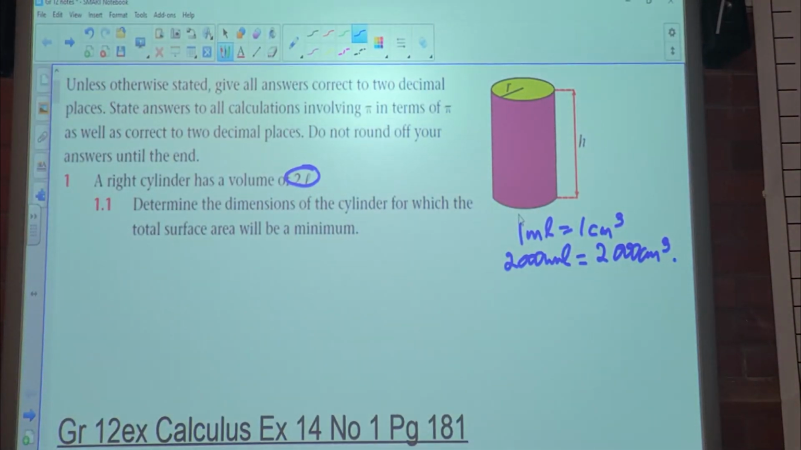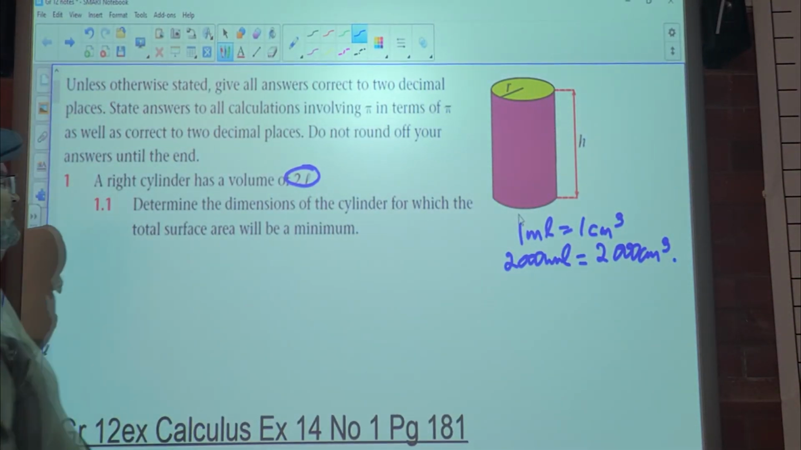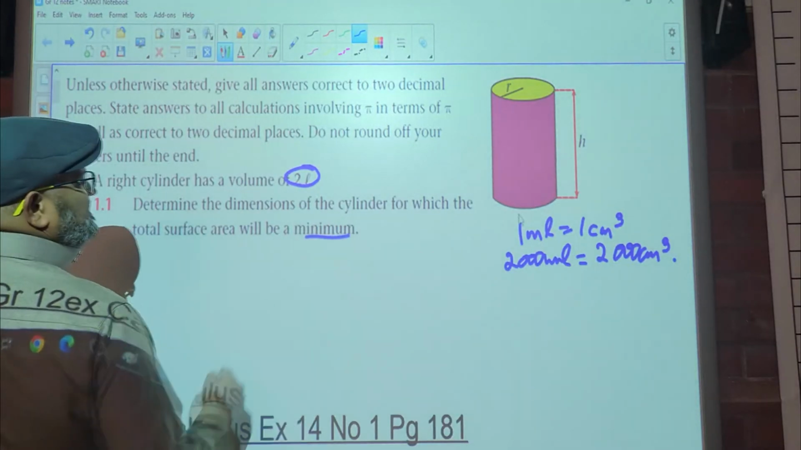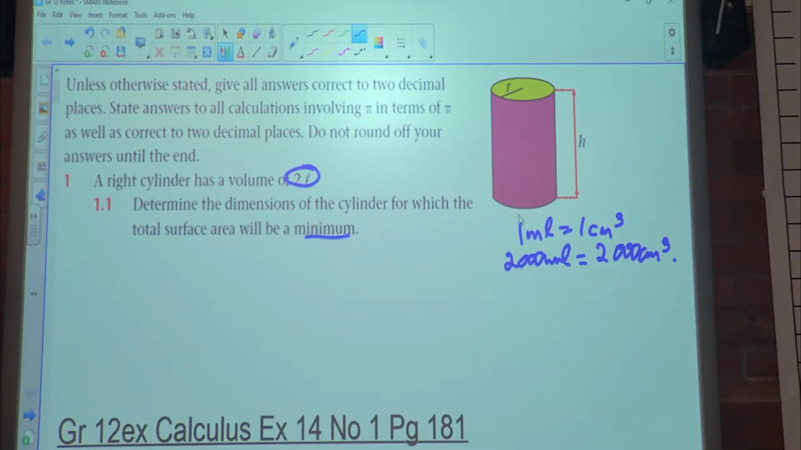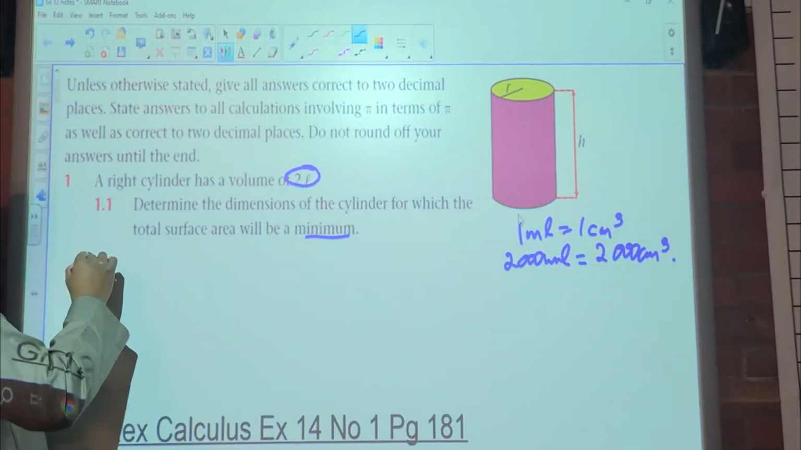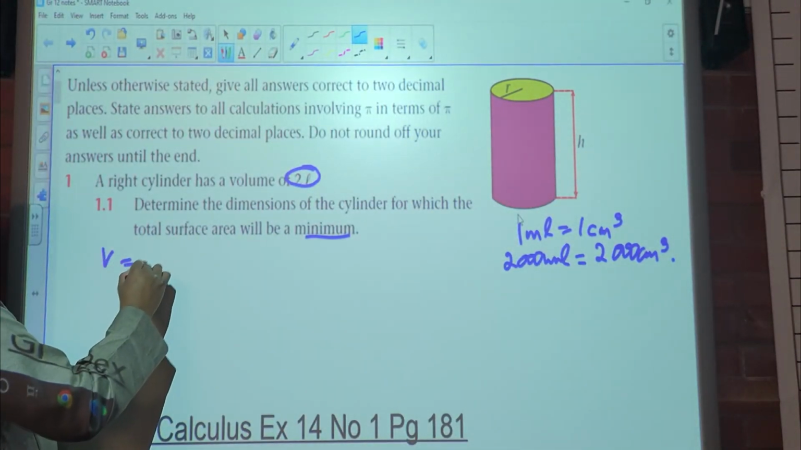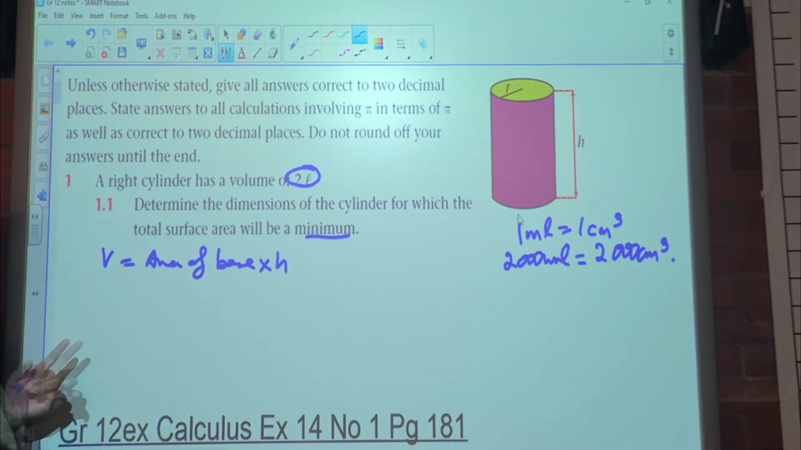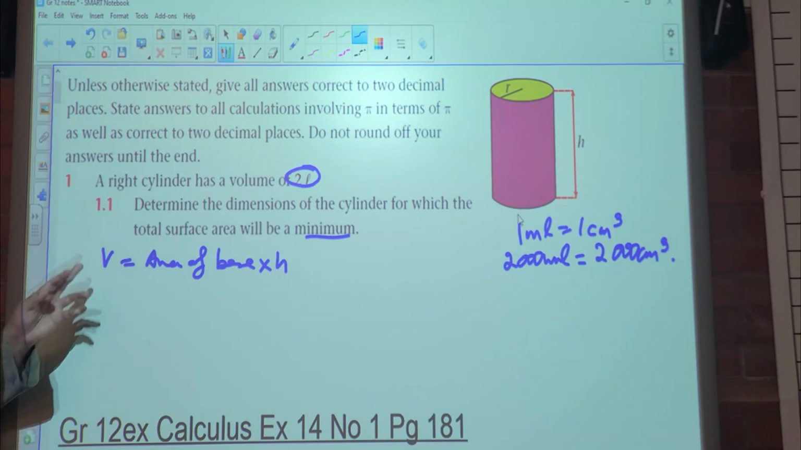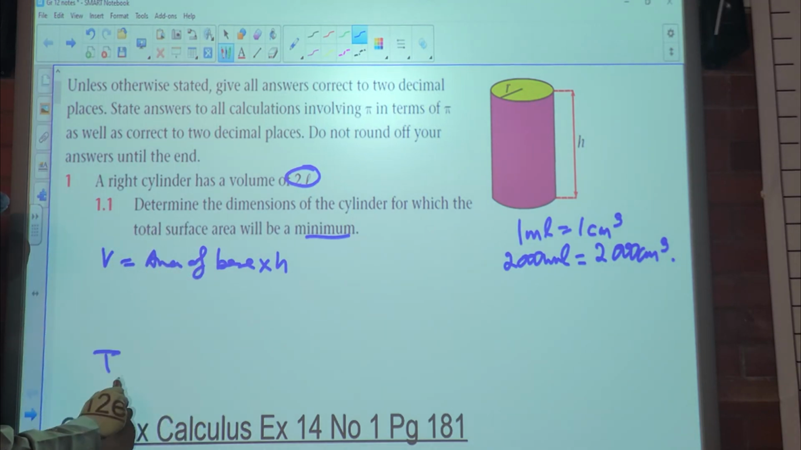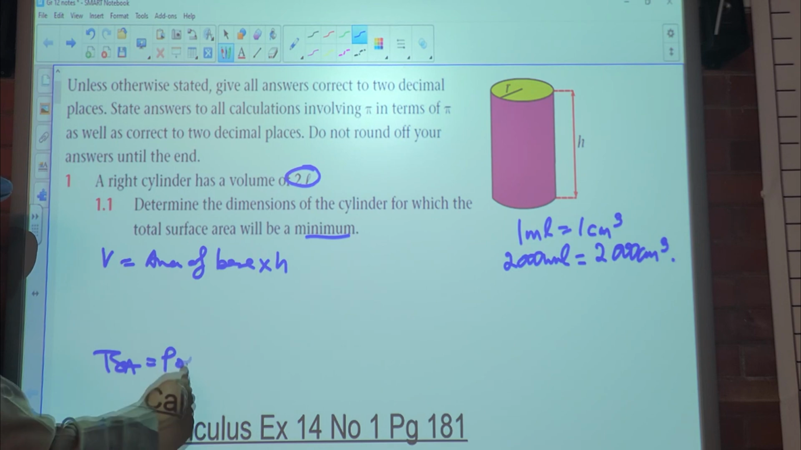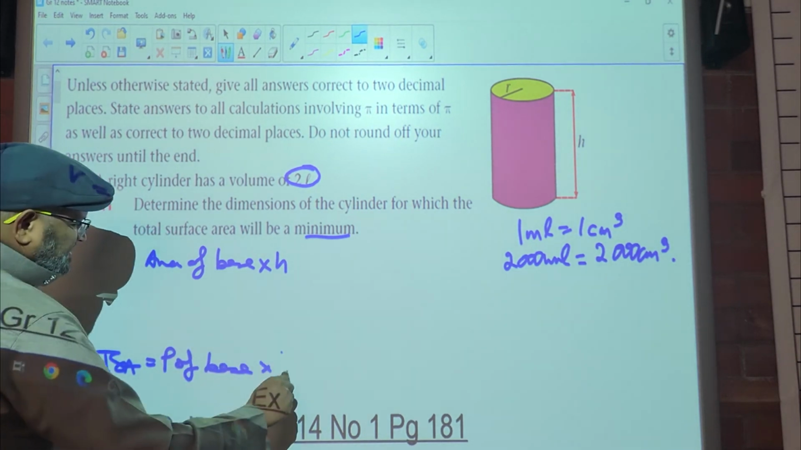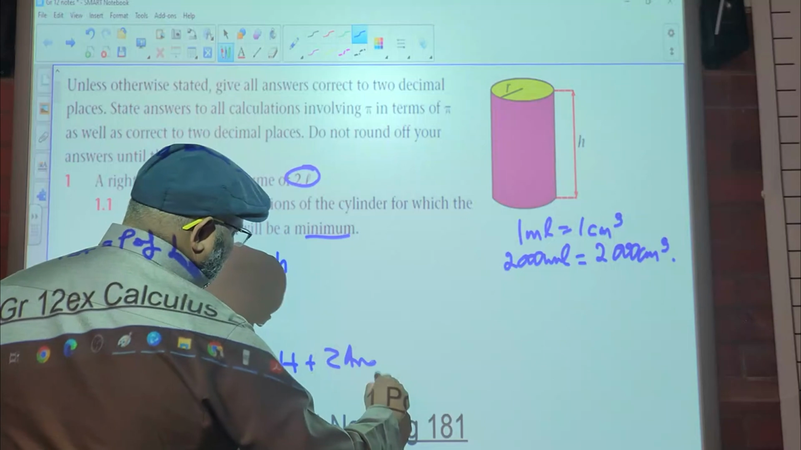Okay. Determine the dimensions. Dimensions are the height and the radius of the cylinder for which the total surface area will be a minimum. So, how do you calculate the volume of a right prism? The volume is equal to area of base times height. Why am I going with volume? Because the total surface area is going to be perimeter of base times height plus twice area of base.